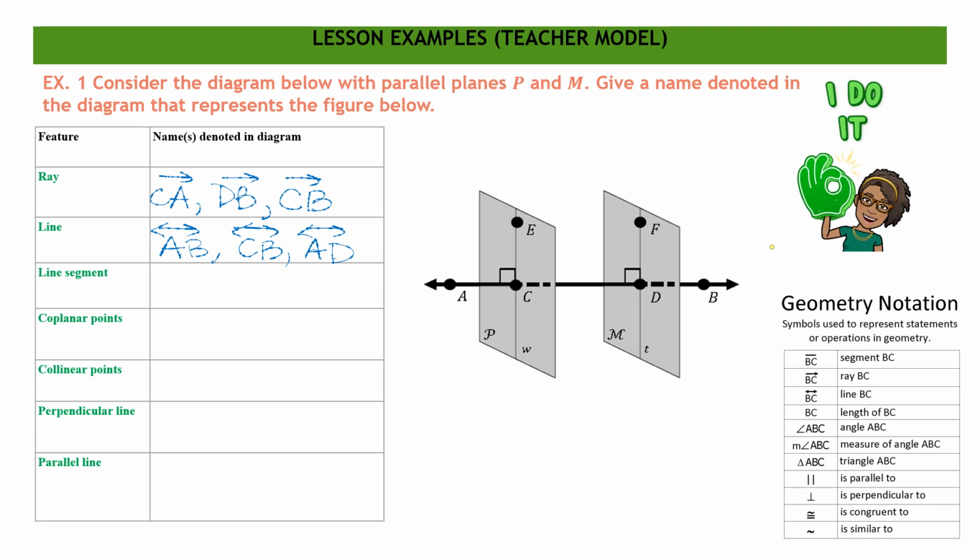Let's look at the next feature, which is a line segment. Over here in our geometric notations, we have the notation for a line segment. Now remember, a line segment is a line that has 2 endpoints. It does not extend infinitely in both directions. They have immediate stops. So for example, I can state that I have line segment CD or line segment AB.